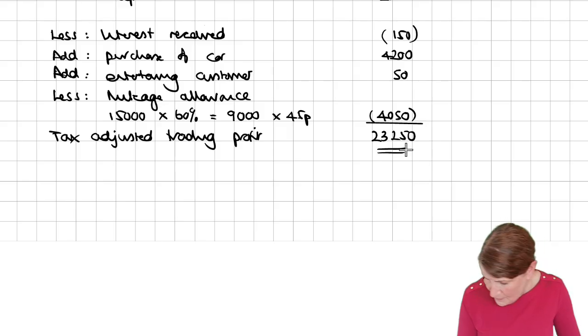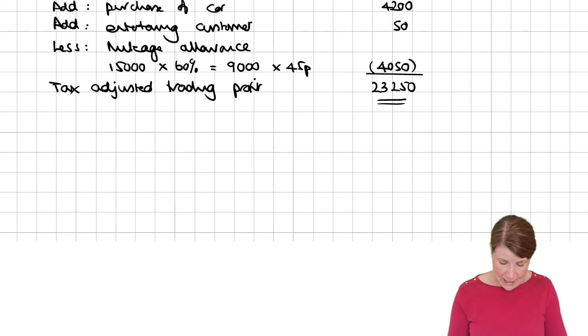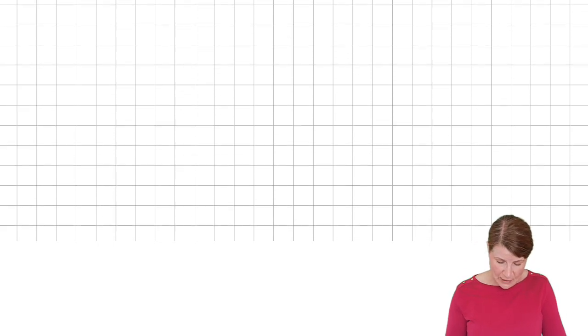23,250. So that's our tax adjusted trading profit, in this case using the cash basis. Now that's one way of doing it. Like I say, that's the sort of traditional adjustment to profits approach, but I am going to show you another way because it could be asked in different ways in the exam as part of a section C question, for example. So let's have a look at the alternative.